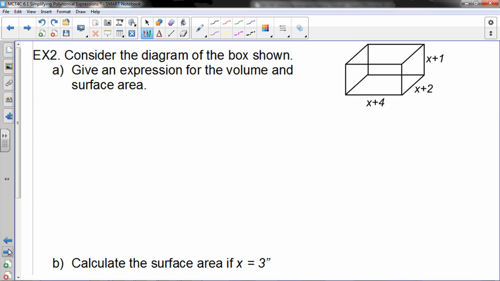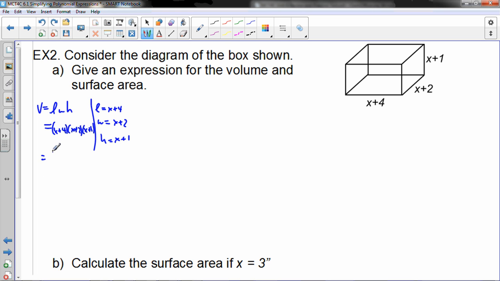What do we got? Example 2, consider the diagram of the box shown. Give an expression for the volume and the surface area. Well, it's been a little while, I realize, but volume is just length times width times height, right? Here, the length is x plus 4, the width is x plus 2, and the height is x plus 1. And I put them in here. And this is going to give me an expression for the volume that depends on x. It doesn't depend on the length, width, and height. It just depends on x.